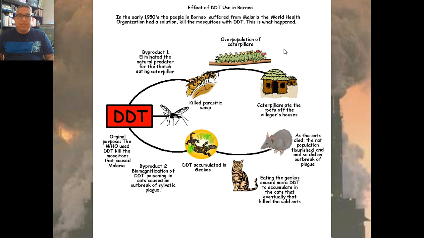In the early 1950s, the people in Borneo suffered from malaria. The World Health Organization had a solution: kill the mosquitoes with DDT, and this is what happened, right? And then eating geckos caused more DDT to accumulate, and this is basically what accumulation looks like. You start from here, caterpillars will be eaten by parasites and those things, and then eventually you have biological magnification. That's an increase in concentration as you go higher in the food chain.